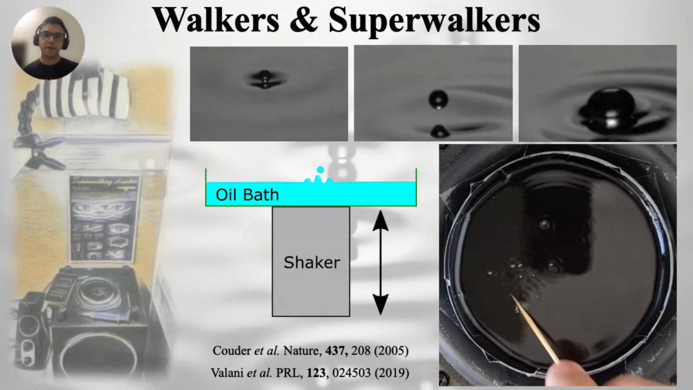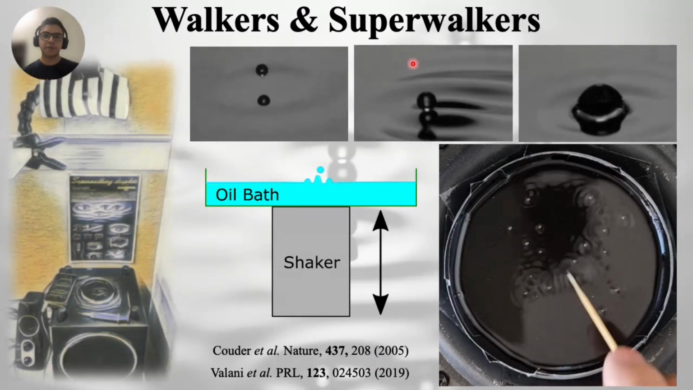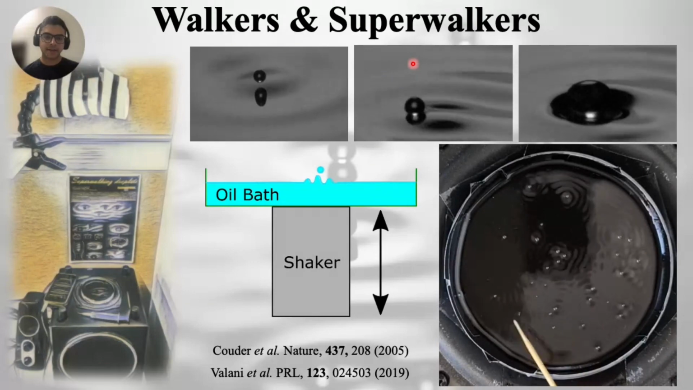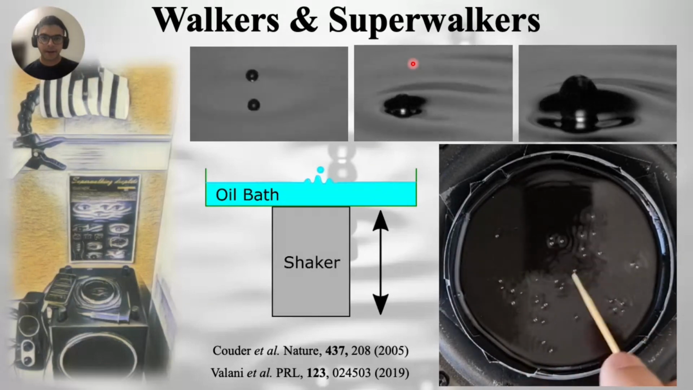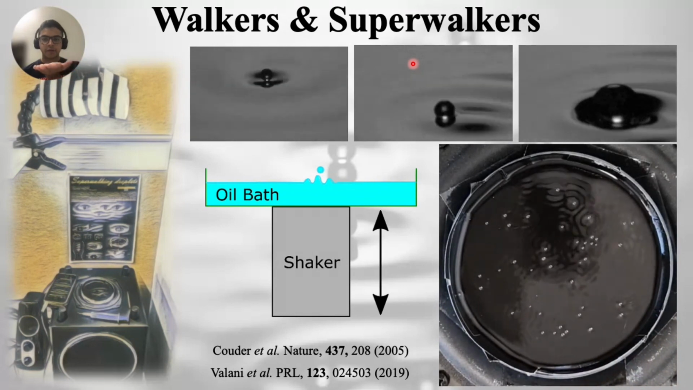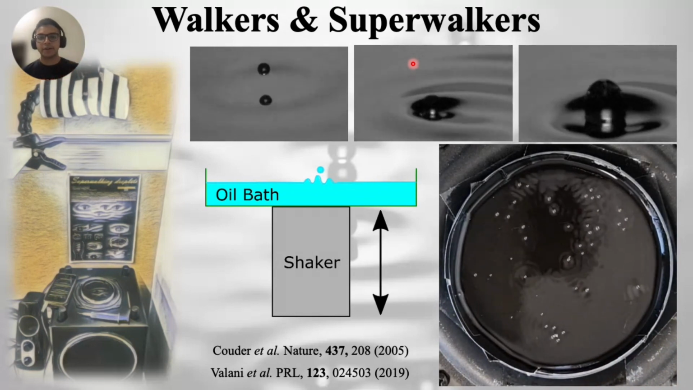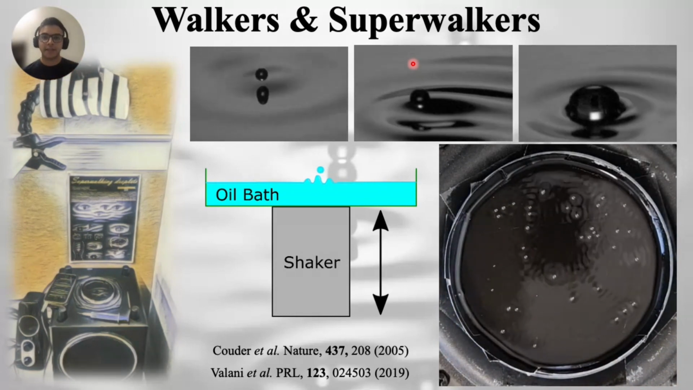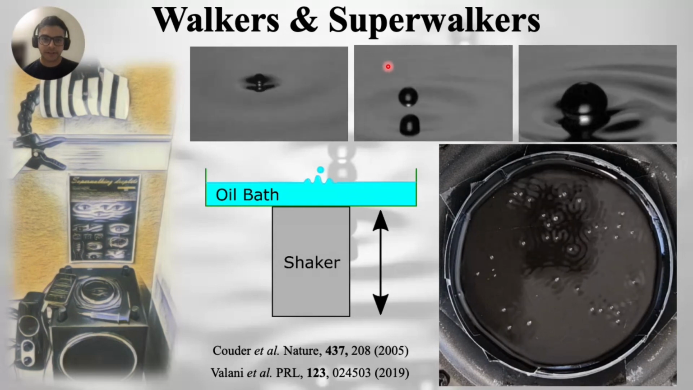Now, the framework of attractor-driven matter was motivated by the physical system of walking and superwalking droplets. So let me start by describing that first. If you take a bath of silicon oil and you vibrate it vertically, then you can get a droplet of the same oil bouncing and walking on the liquid surface.